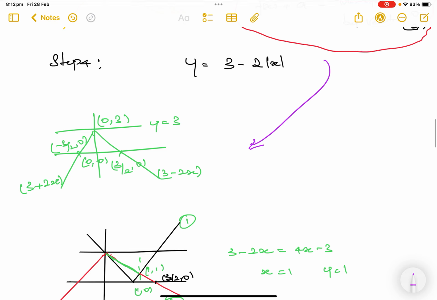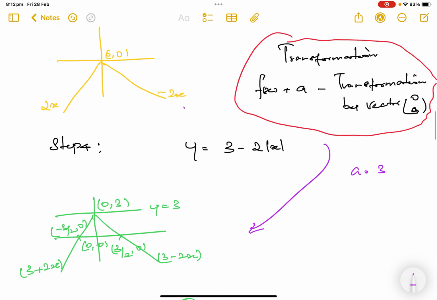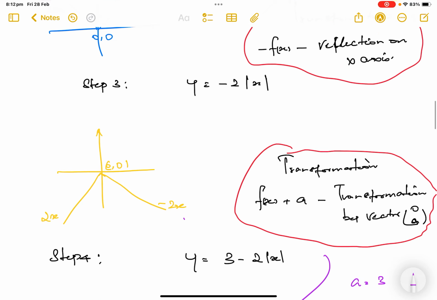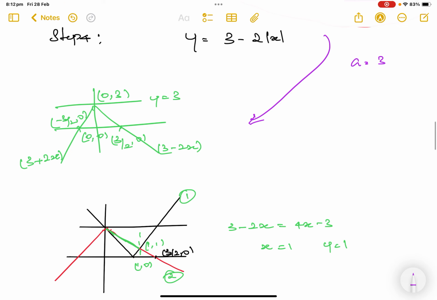Now for 3 minus 2 mod x, to push it, you move the whole thing to (0, 3), because a here is 3. So it's a translation by vector (0, a). It will move upwards along the y-axis, from (0, 0) to (0, 3). So this is 3 minus 2 mod x and 3 plus 2 mod x. It's as simple as that. Both graphs are done.